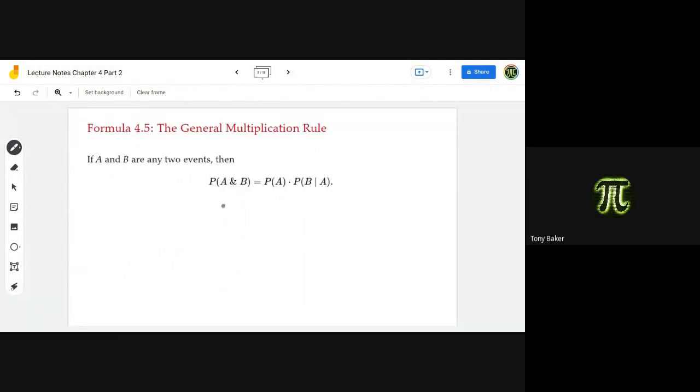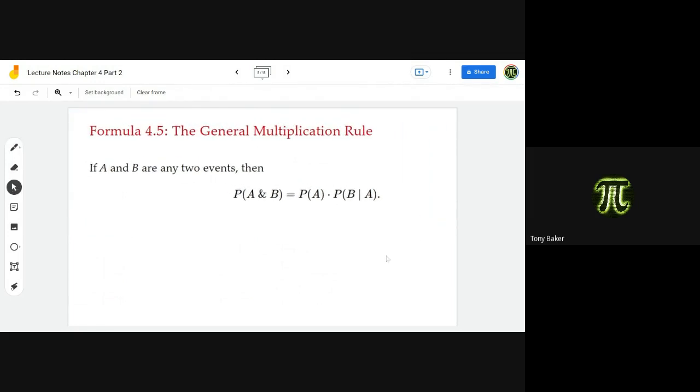All right, so this was the general multiplication rule. That's what I was talking about a second ago. We're looking at the conversion of them. This is no different than the other rule, the conditional rule, where P(A and B) divided by P(A) equals the conditional probability. So this is just a manipulation of it. It's just like algebra. We can move things around and multiply and divide and stuff like that.